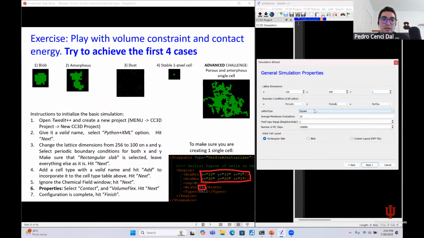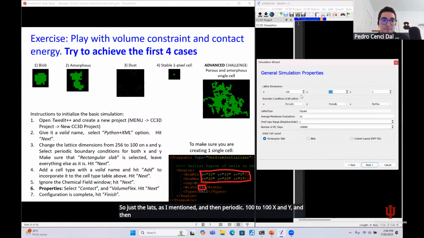Lattice type square, it's okay. Here we don't need to change anything. So just the lattice dimension and then periodic. 100, 100 X and Y, and then periodic X and Y.